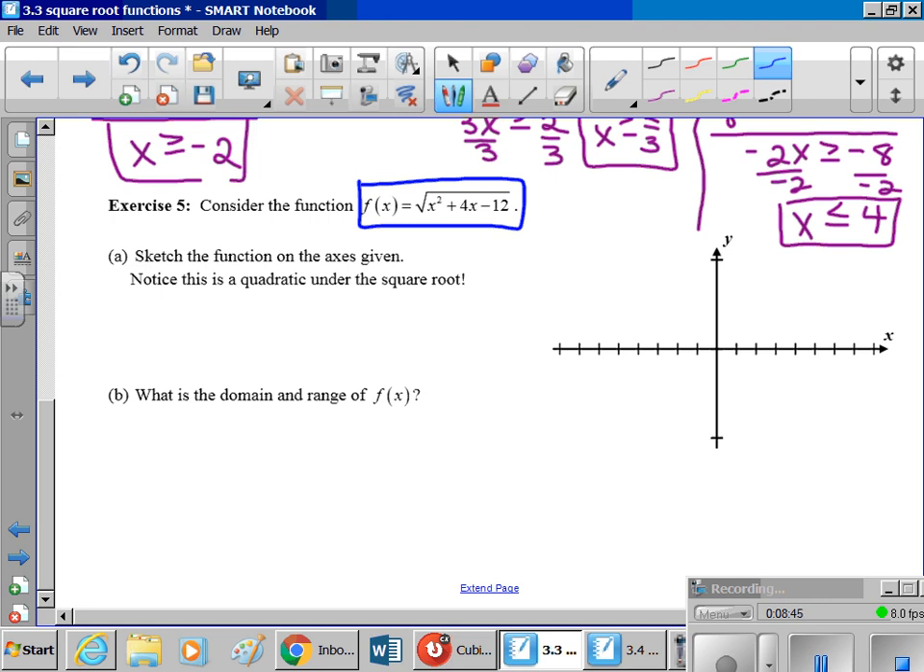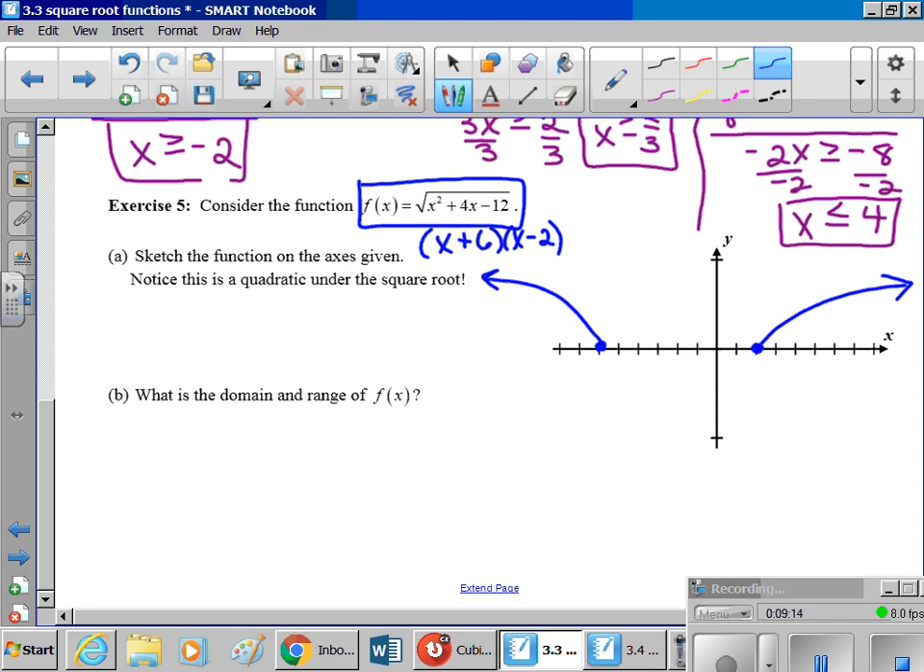So when you put this into your calculator, that's exactly how you're going to graph this one. I look at this and I say, well, I can actually factor this to x plus 6, x minus 2. So I know my zeros are at -6 and +2. And if you take a look at it on your calculator, it looks something like this. Kind of cool.